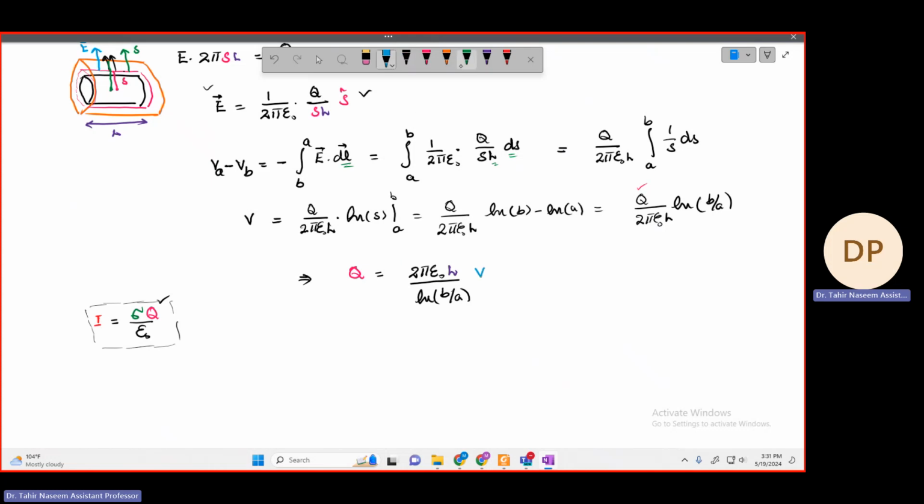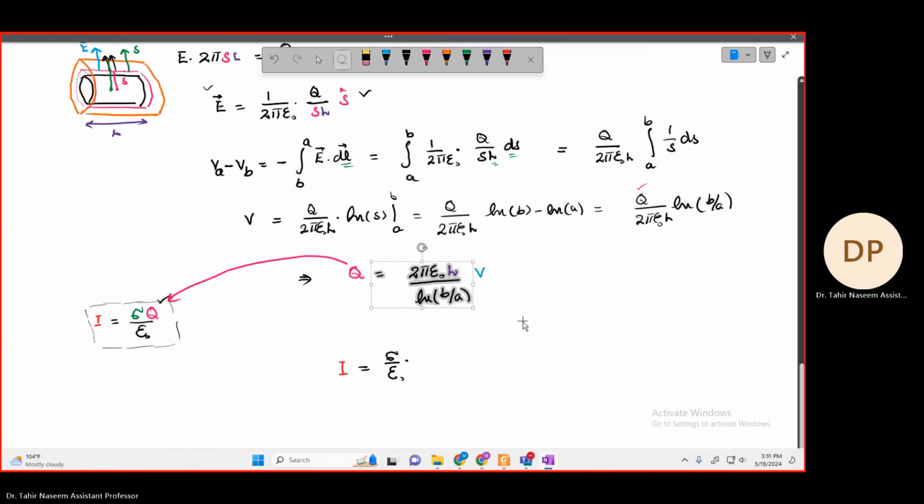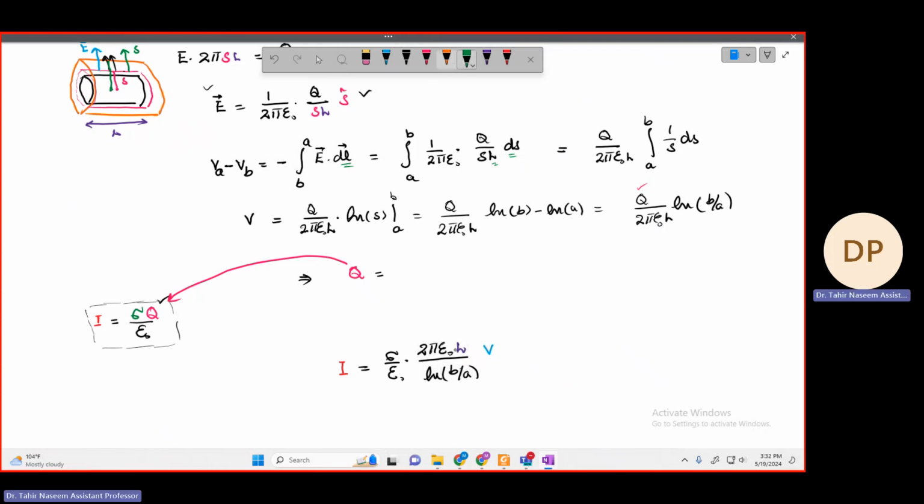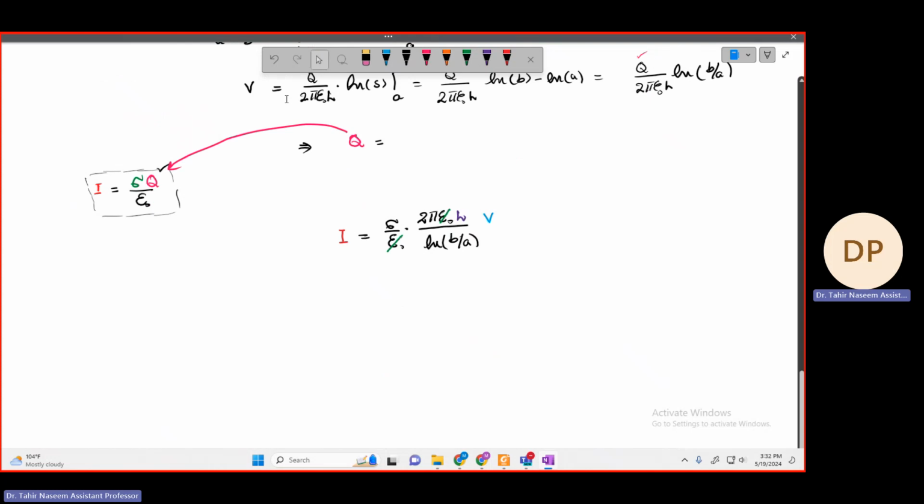So now I can replace this q in this equation, from which I will get the current. So the current will be sigma over epsilon, and q's whole value, which I copy paste. Okay, so see if some things cancel out. Epsilon cancels with epsilon, and that's it. And we have finally our answer.